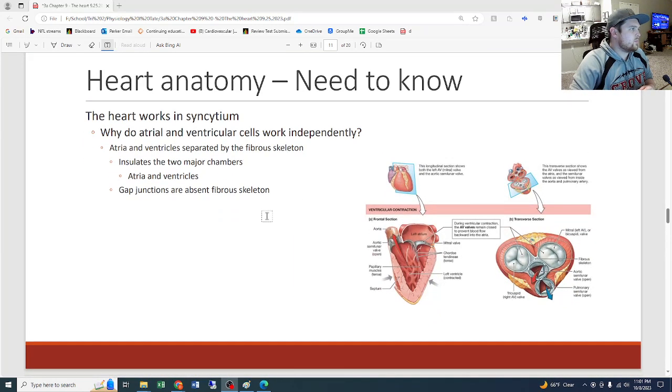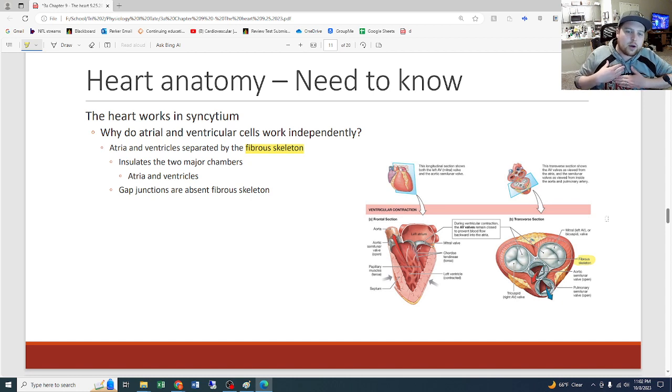So when we talk about the heart working in syncytium, why do the atria and the ventricles work independently of each other? This is because the atria and the ventricles are separated by a fibrous skeleton right here. This fibrous skeleton is designed to separate the atria from the ventricles. And a big reason of that is if you ever listen to a heartbeat, you'll notice that there's almost like two sounds. It's lub dub, lub dub, lub dub.